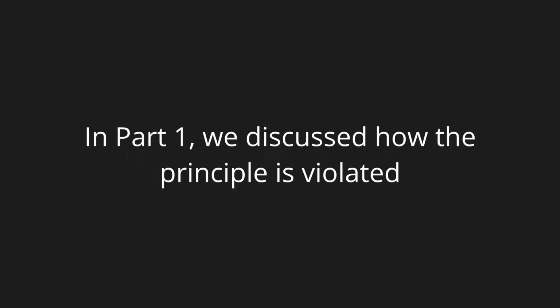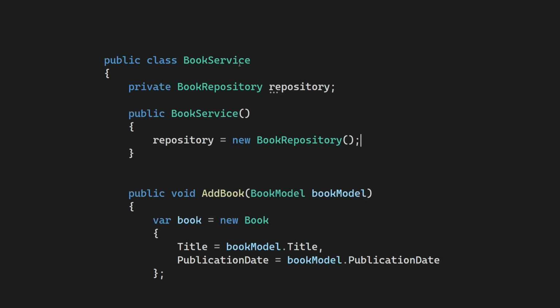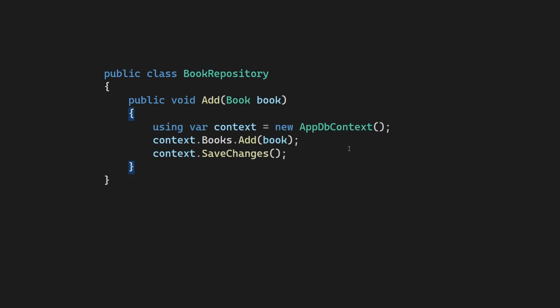This is part 2 of the Open-Closed Principle. In part 1, we discussed how this principle is violated. So we had the BookService class that instantiated the BookRepository class in its constructor, and the BookRepository class used Entity Framework Core for its data access logic.